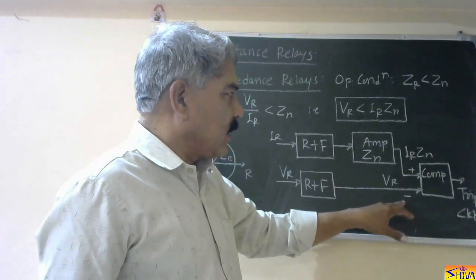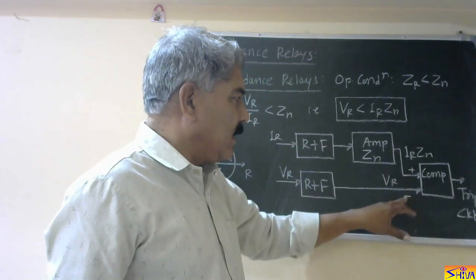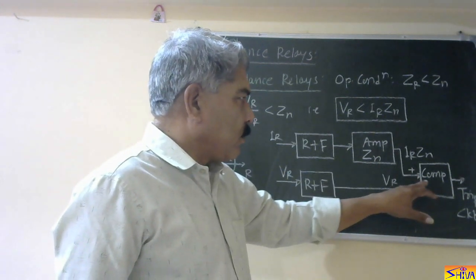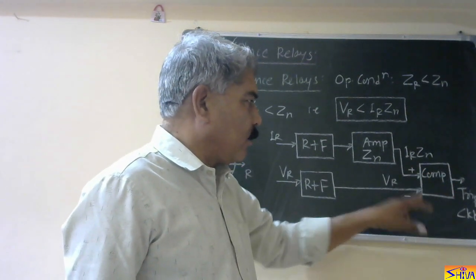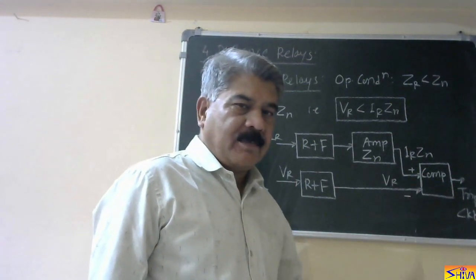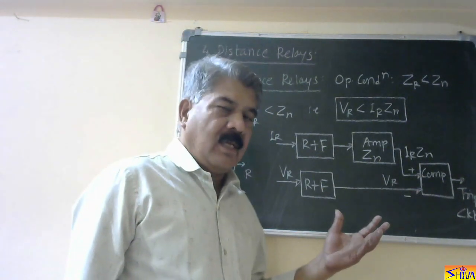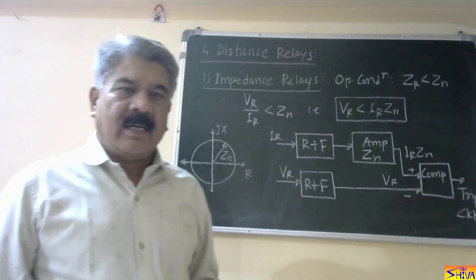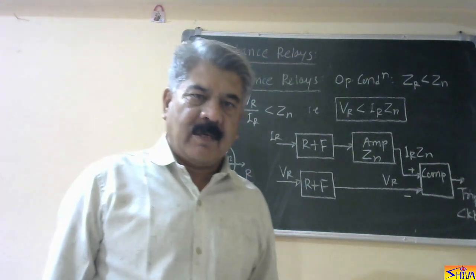So these two signals are given to an amplitude comparator. Positive point will be IR Zn, negative point will be VR. So output of this comparator will become high when IR Zn becomes more than VR, and then the trip circuit will be energized. So this is how the plain impedance relay characteristic is realized by using static relay principle.